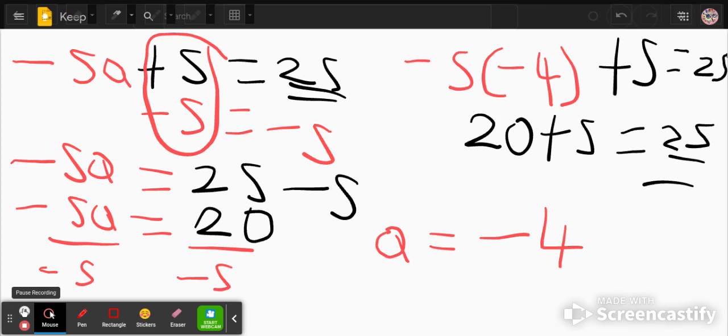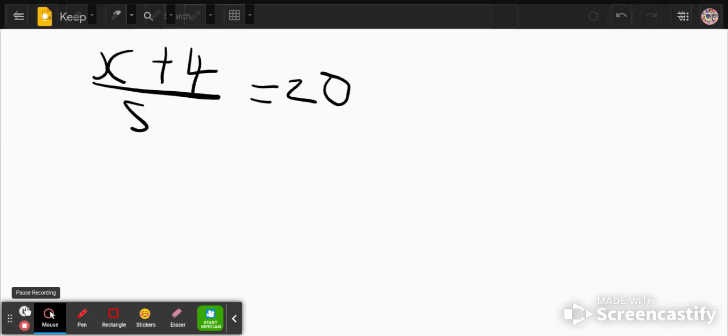So let's go to another one, right? So this one is a bit different. x plus 4 divided by 5 is equal to 20, right? So when we're approaching questions like this, if you realize you have a fraction, x plus 4 over 5, and it's equal to 20, we normally want to get rid of the denominator, which is 5 in the fraction, first, right? So to do this, we'll multiply both sides by 5, to cancel, to get rid of the 5.